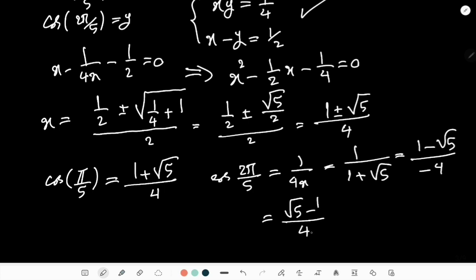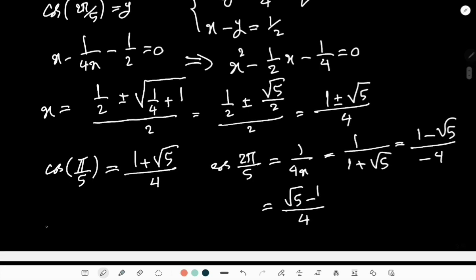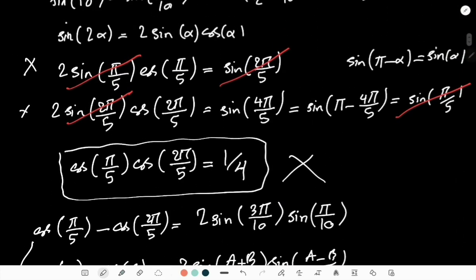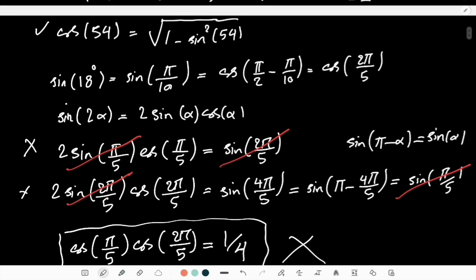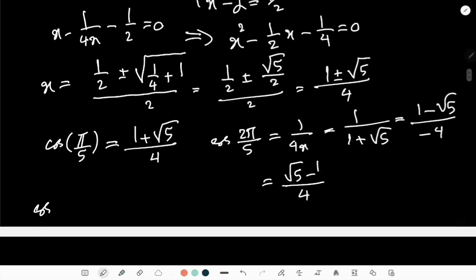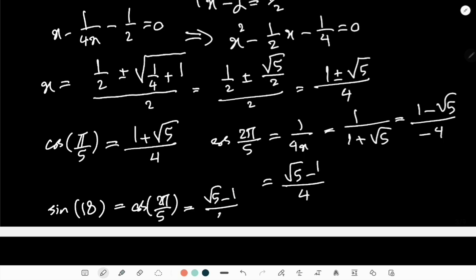Okay, but you remember, if you go back to what we found here, sine of pi over 10 was equal to cosine of 2 pi over 5. So in other words, here I have obtained sine of 18. Sine of 18 equals cosine of 2 pi over 5, and that is square root of 5 minus 1 over 4.